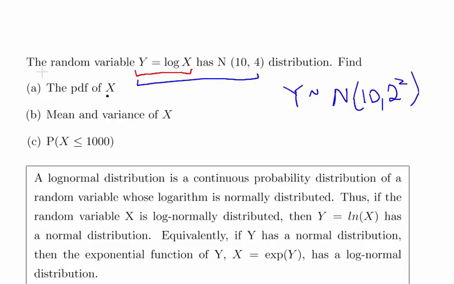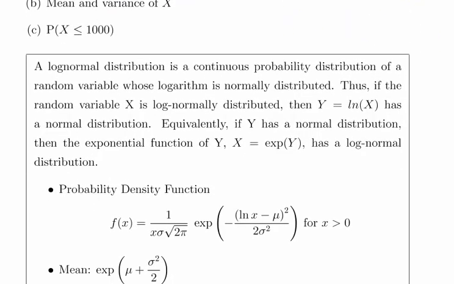So we're asked for the PDF of x, the probability density function, the mean and variance of x, and the probability of x being less than 1000. Now, we have some definitions and formulae down below, but essentially what we have to have clear in our minds is what the log normal distribution actually is. Okay, so it's a continuous probability distribution of a random variable whose logarithm is normally distributed.